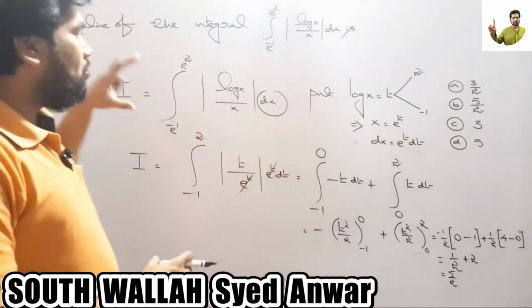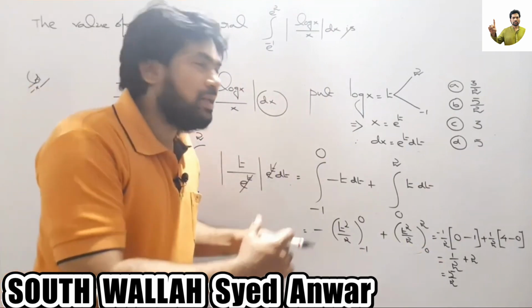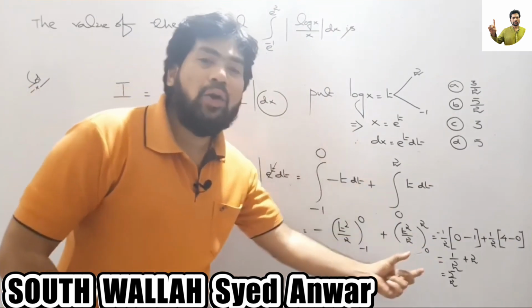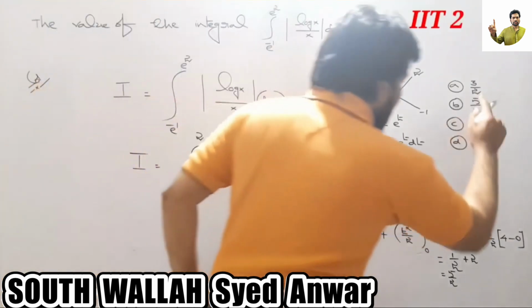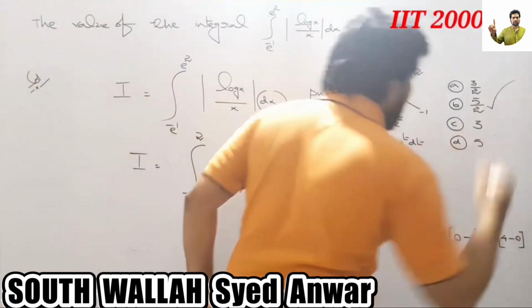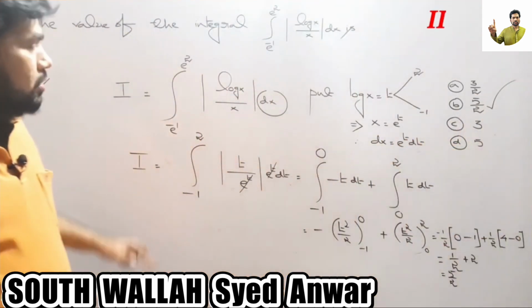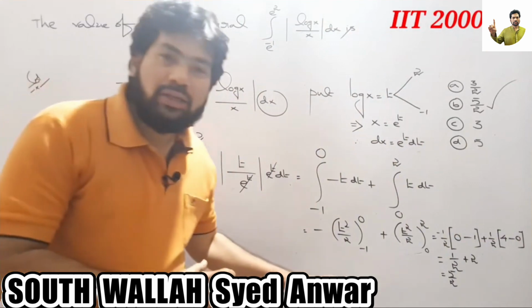So for this question, by taking the support of the substitution, I have got the answer 5 by 2. 5 by 2 is available in option B. So I hope that you have understood this method.